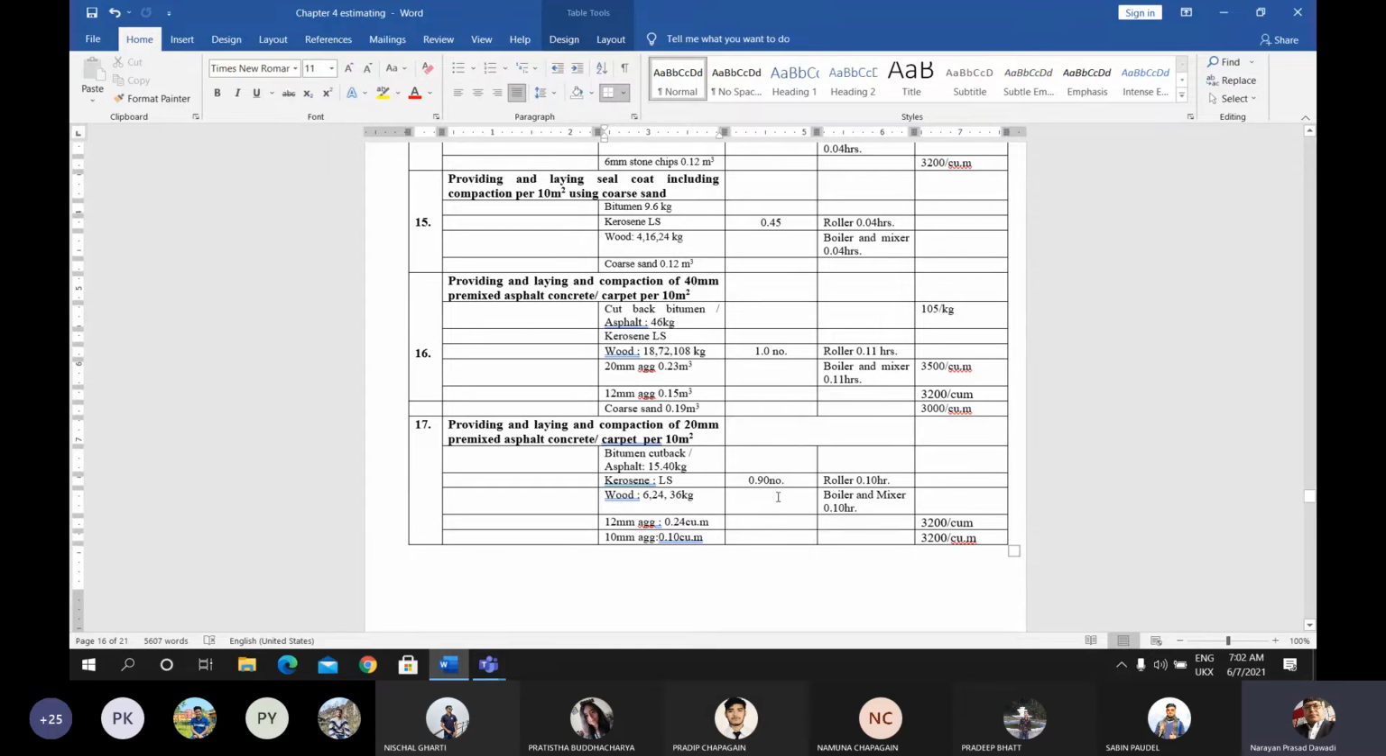The number of labor required are 0.90 number, and roller as 0.10 hour, and the boiler mixer as 0.10 hour for the 20 mm compaction. The rate may be taken as 12 mm aggregate 3200 per cubic meter and 10 mm also 3200 per cubic meter, because 10 to 20 mm aggregate has the same rate, according to the size. Okay, so I have provided 3200 per cubic meter for both of these sizes of the aggregate.